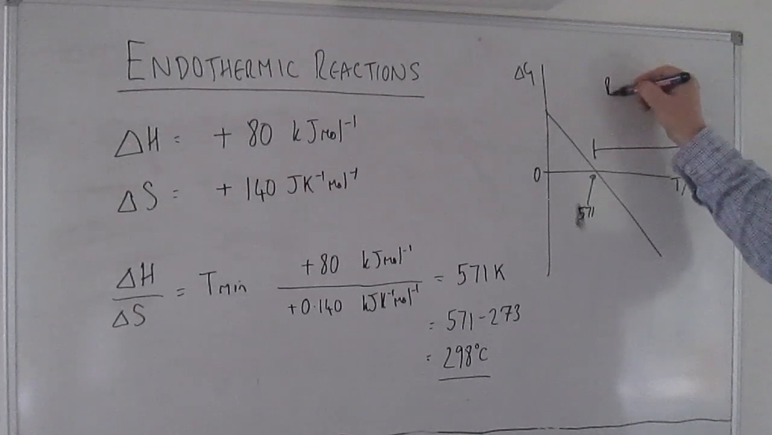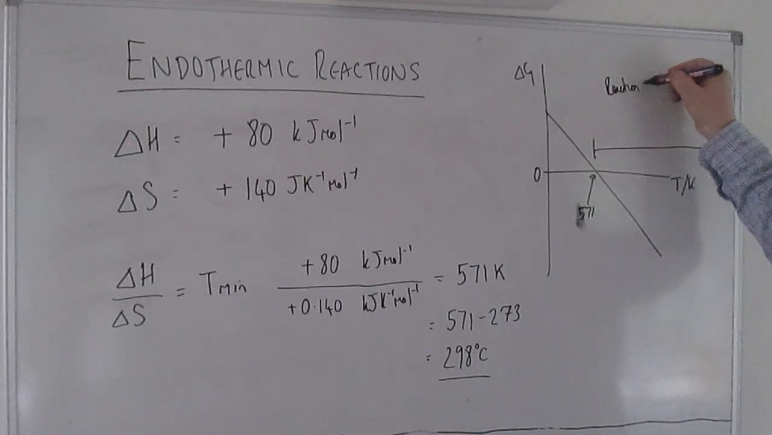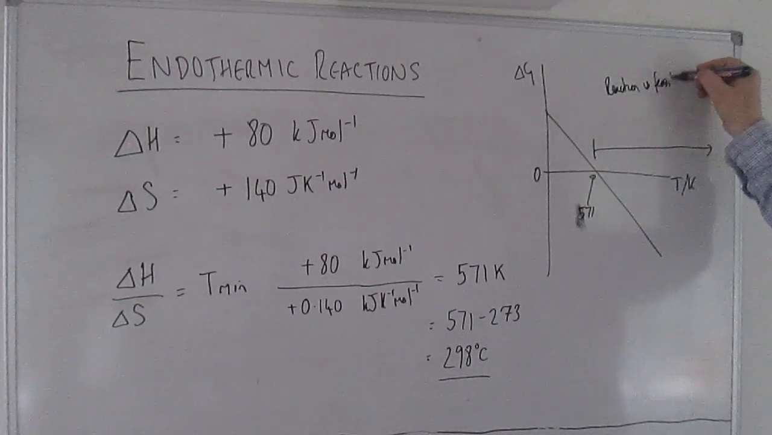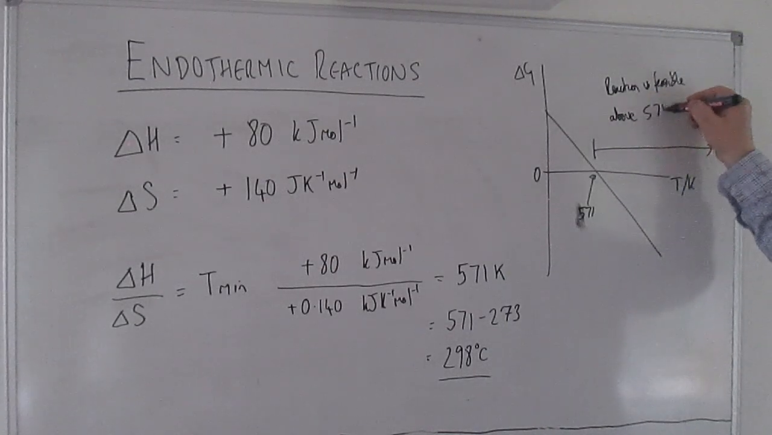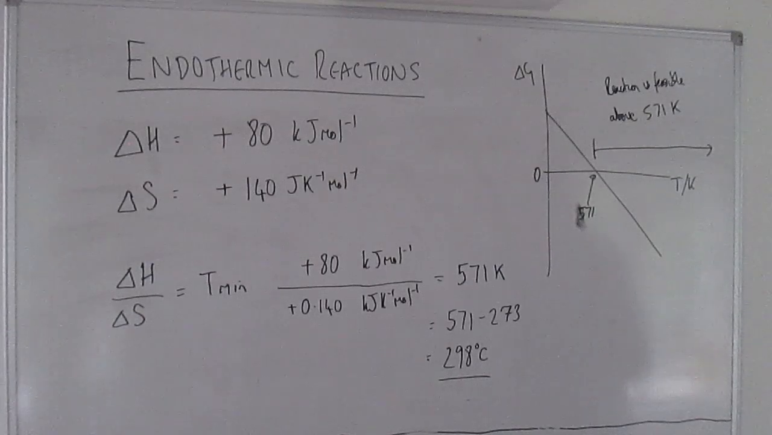Okay, so we can say reaction is feasible above 571 Kelvin. Again, the proviso before, remember, feasible doesn't necessarily mean it will happen. It could still have a hugely high activation energy, in which case the rate may be negligible, but it's not being stopped in terms of the fundamental enthalpy and entropy issues.